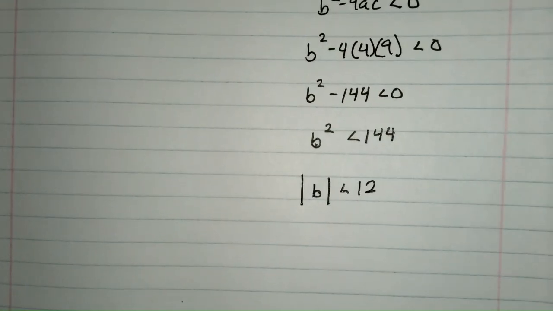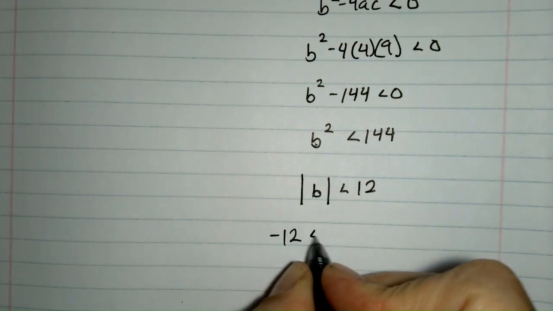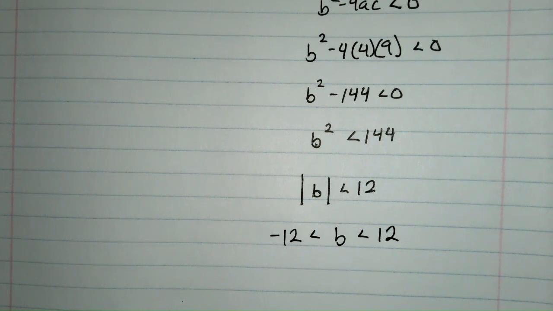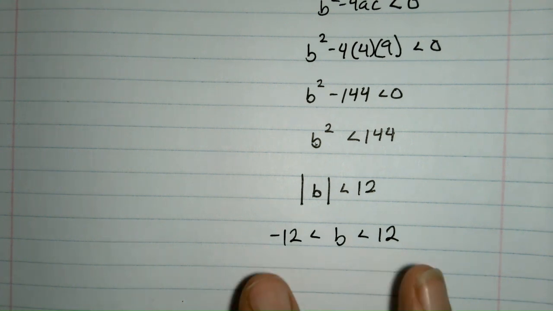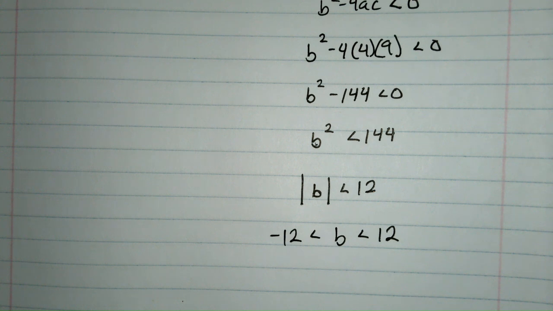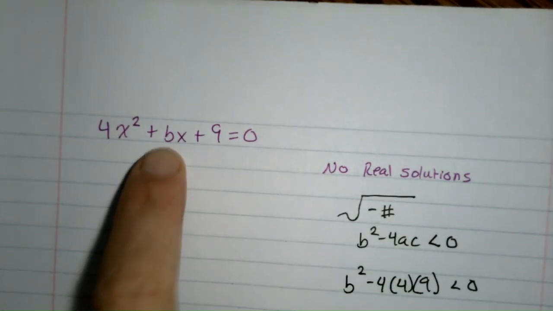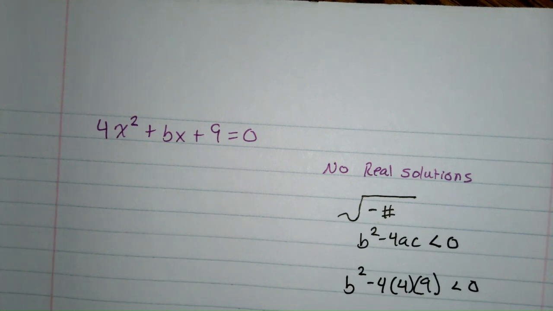Meaning anything between negative 12 and positive 12. Any of those values, if you choose one of them, you substitute it into the 4x squared plus bx plus 9, you're going to find that the graph does not cross the x-axis. If you pick a number outside of this window, you're going to start getting real solutions. They may not be nice, pretty, they might be irrational, but you will find solutions. So make sure if they ask you to find b, you don't just give them one example, you give them all examples.